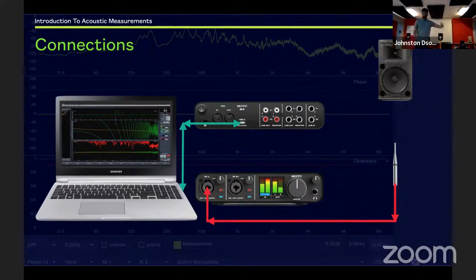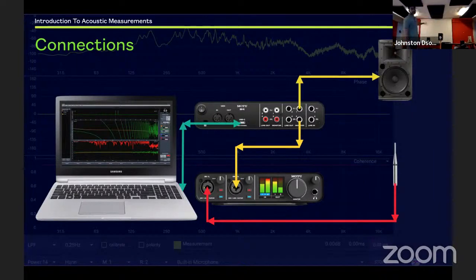It's called a loopback, okay? So we take two copies out of the interface. One copy goes to our speakers. The other copy goes back into the interface on the second channel, so that the comparison can be done. Are you understanding or confused?